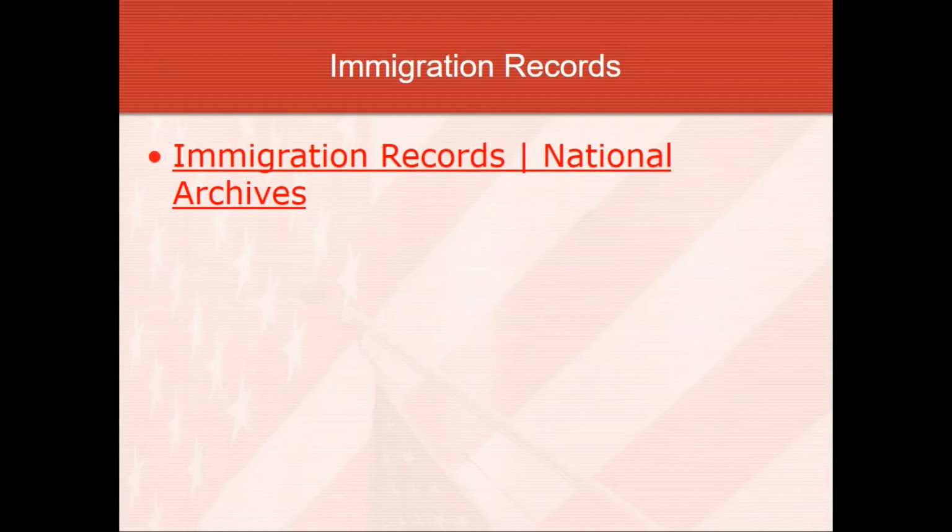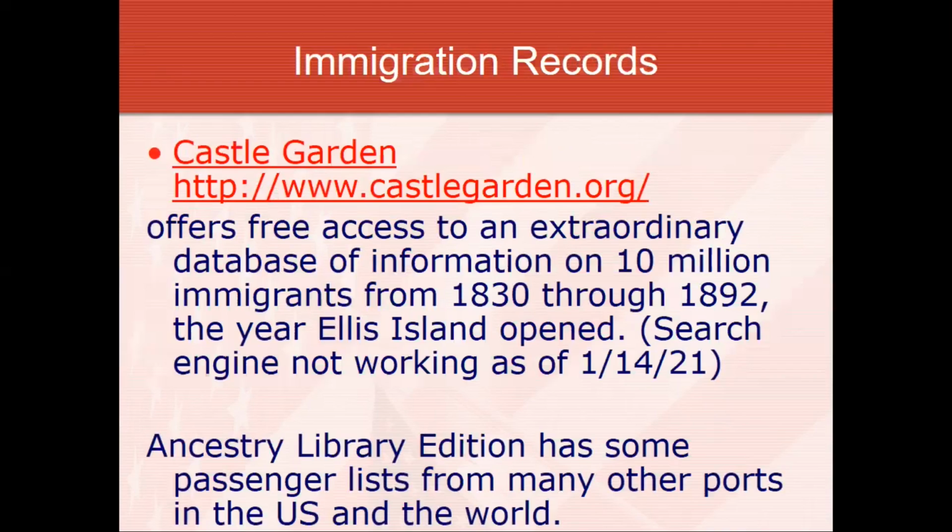There's immigration records in the National Archives and websites like Castle Garden. That was the precursor to Ellis Island. It was from 1830 to 1892 that immigrants went through Castle Garden. And I'm not going to try it because when I tried it this morning, the search engine wasn't working and it gave me all sorts of gobbledygook. Ancestry Library Edition has some passenger lists from many other ports in the US and the world.